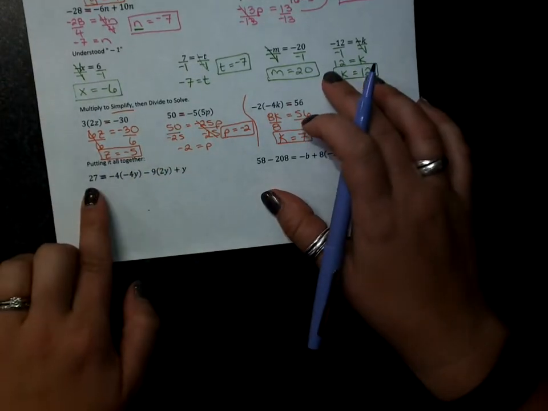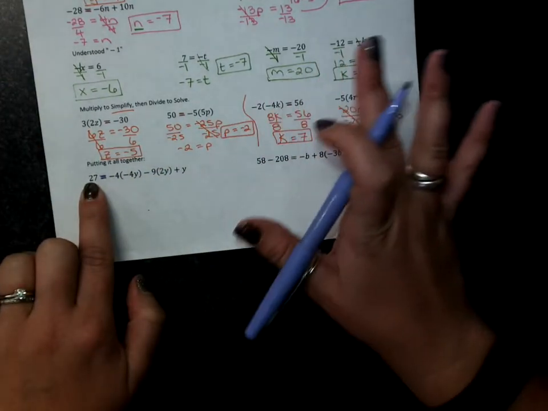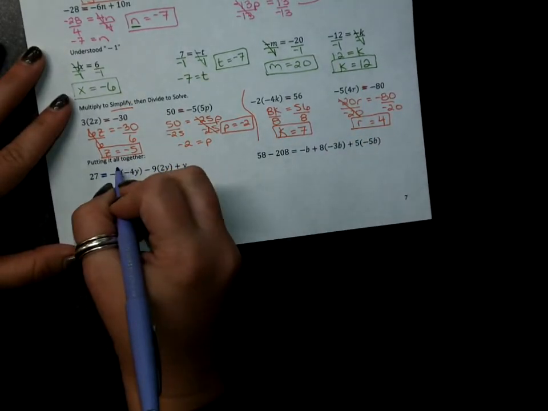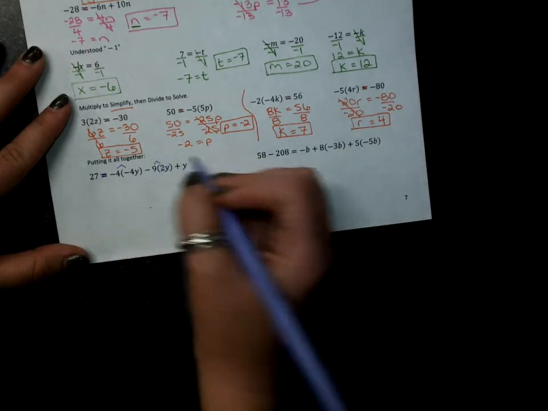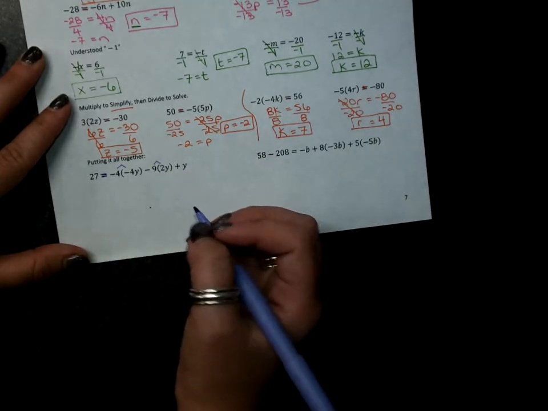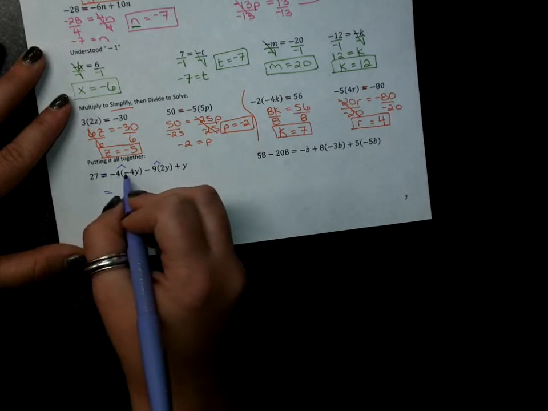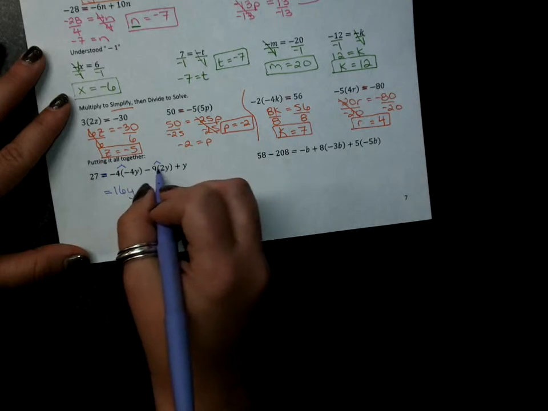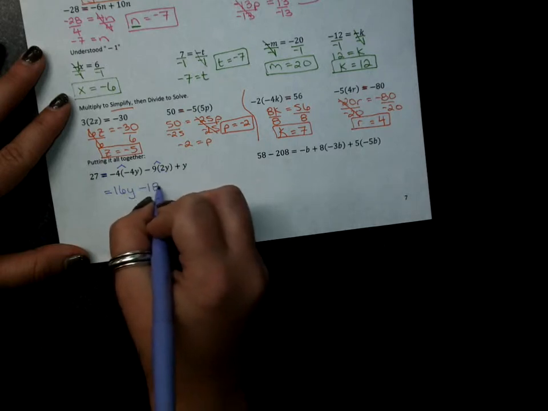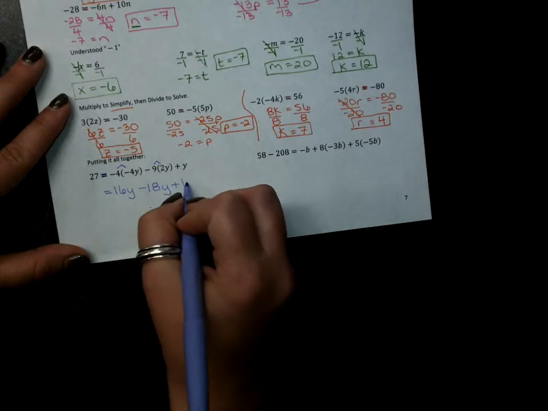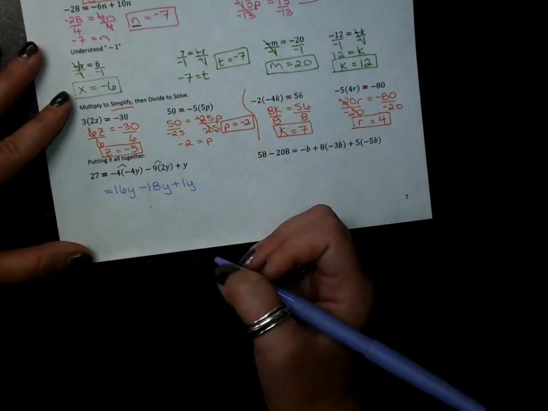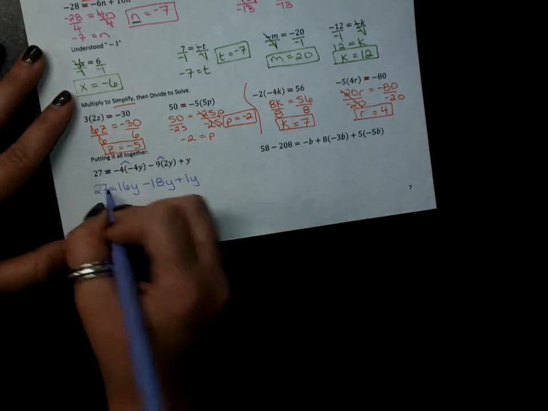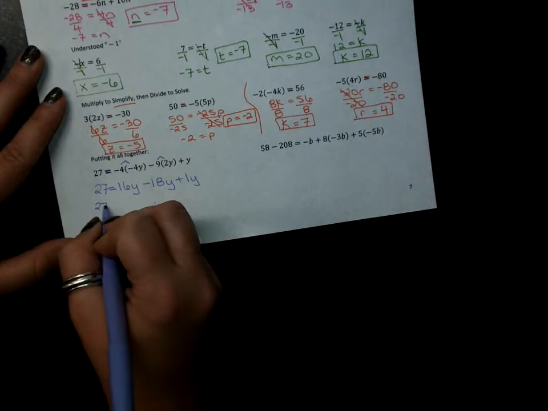On this side of the equal sign, we just have a nice little 27. Just leave the 27 alone for now. This side's got a lot going on. We need to multiply those together, we need to multiply those together, and then we'll probably need to combine like terms. So we've got -4 times -4, which is +16y. Then -9 times +2 is -18y. And then plus the 1y here at the end. So we just multiplied, and brought that down. And it's still 27 over here. So we're going to keep that 27.